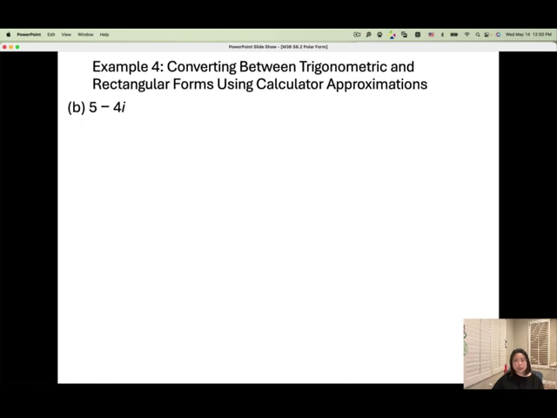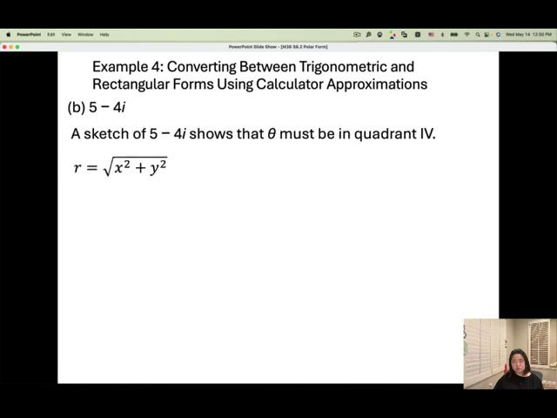Okay, B, 5 minus 4i. So try the first step. Sketch the complex number in the complex plane. And then find out the R, find out the theta. Okay, check your work. Your R should be square root of 41, right? And then this is x equal to 5, y equal to negative 4. So you know the theta must go to quadrant 4.